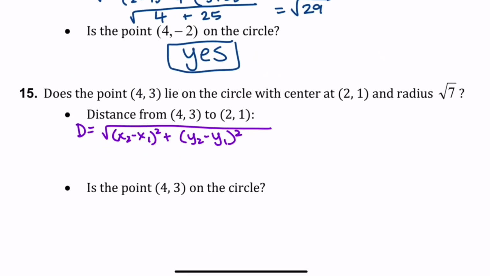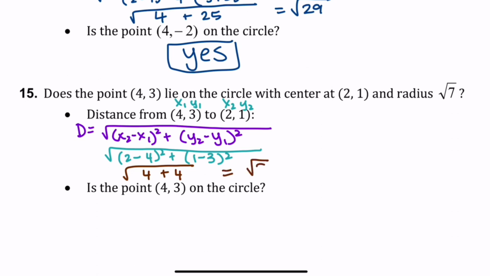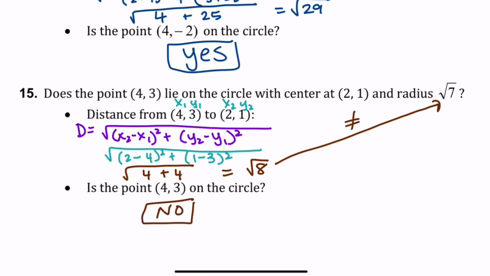We're going to do the same thing. We're going to write x1, y1, x2, y2, and we're going to substitute into our distance formula. X2 is 2 minus 4 squared plus y2 is 1 minus 3 squared. 2 minus 4 is negative 2. Negative 2 squared is 4. Square root of 4 plus 1 minus 3 is negative 2. Square it, and we get another 4, which gives us the square root of 8. Now, the square root of 8 is not equal to the square root of 7. So this will not be on the circle.